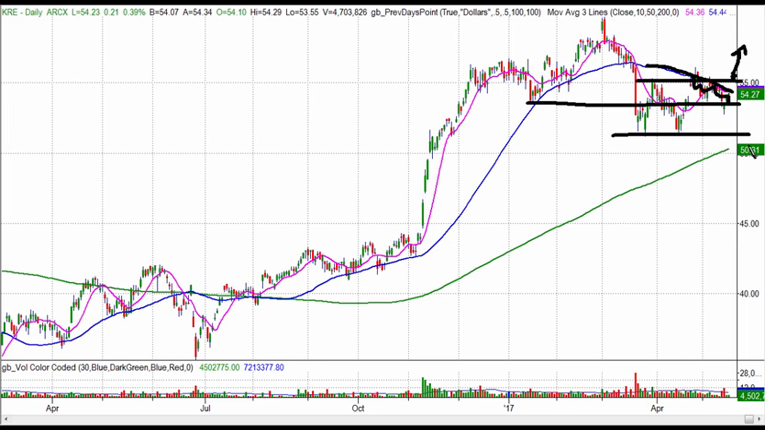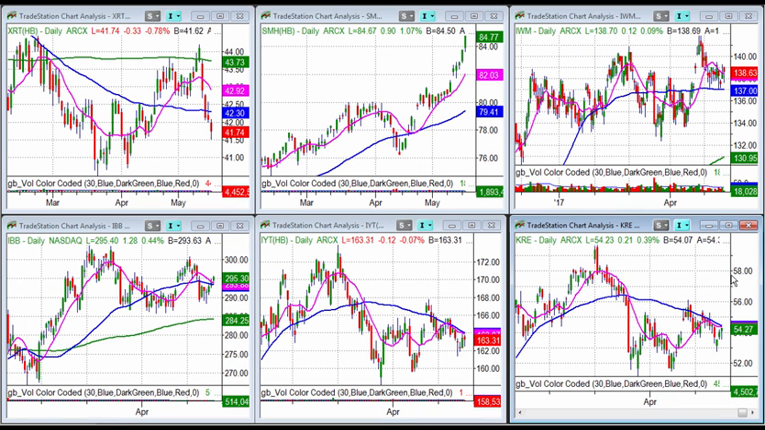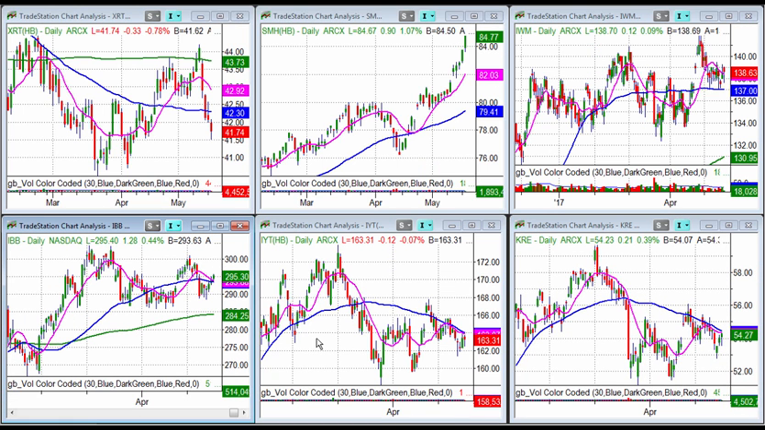All right, so I wouldn't get too crazy about trying to figure out the day-to-day squiggles on either of these, because they're really kind of stuck in a range, but the range admittedly is getting heavy. So we've got XRT kind of dragging things down, SMH trying to pull things up, and IYT and KRE unable to make up their mind but getting heavy.